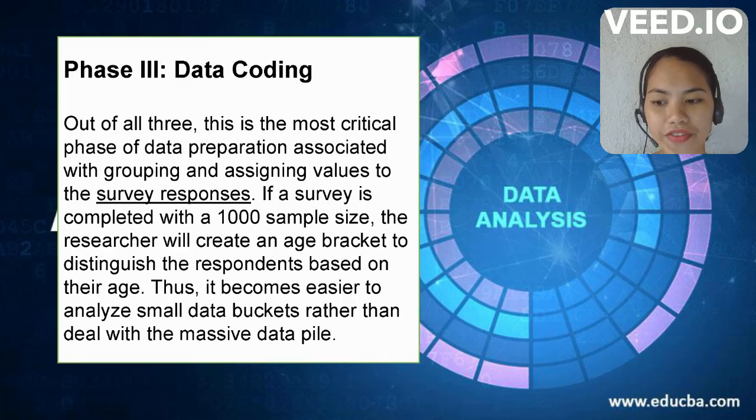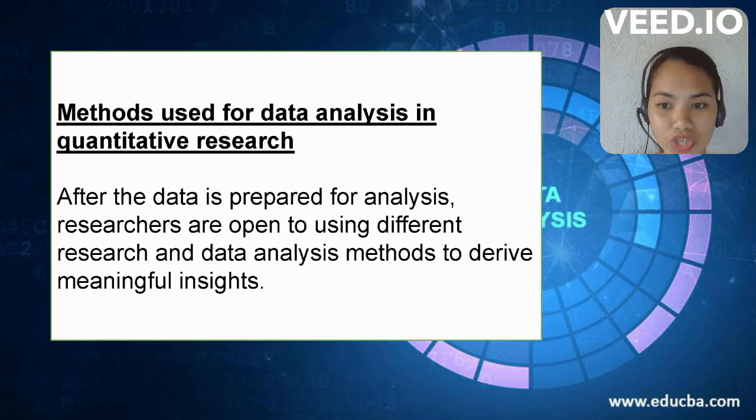Next, we have here phase three, data coding. So for data coding, out of all three, this is the most critical phase of data preparation, associated with grouping and assigning values to the survey responses. So if a survey is completed with a 1,000 sample size, the researcher will create an age bracket to distinguish the respondents based on their age. So thus it becomes easier to analyze small data buckets rather than deal with the massive data pile, right? So of course, that is really true.